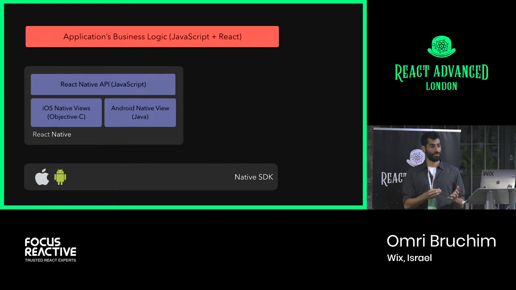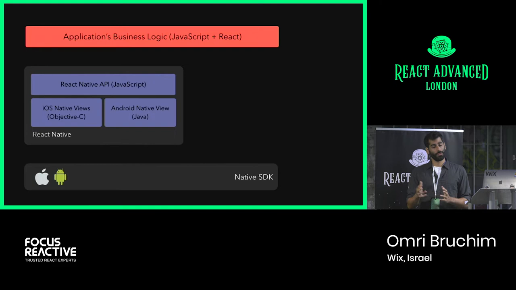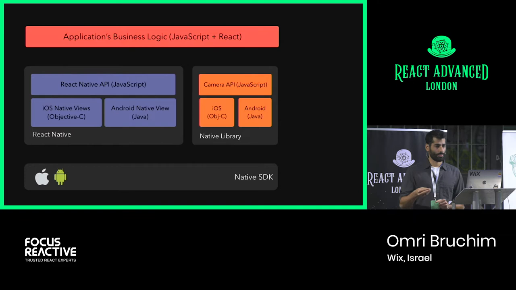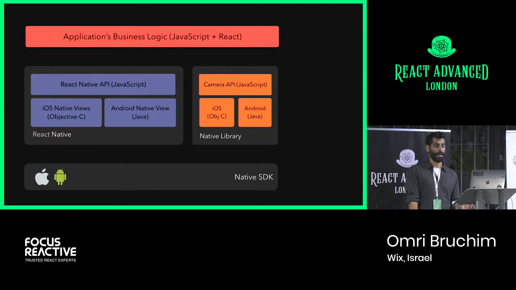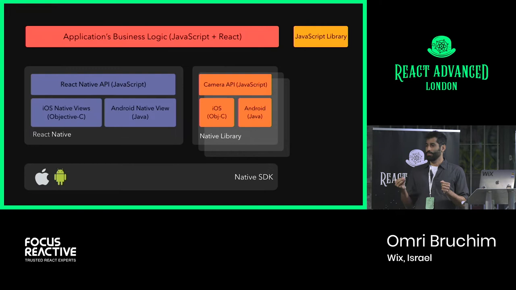And if we suddenly decide that we want to use another library, let's say I want to add a QR code scanner to my application, so I need to use another library. We call it a React Native library, or native library. It includes, again, JavaScript, native iOS, and Android. And then we're left with the JavaScript libraries, where every 10-year-old kid can put his malicious code and put it in our application, you all know.